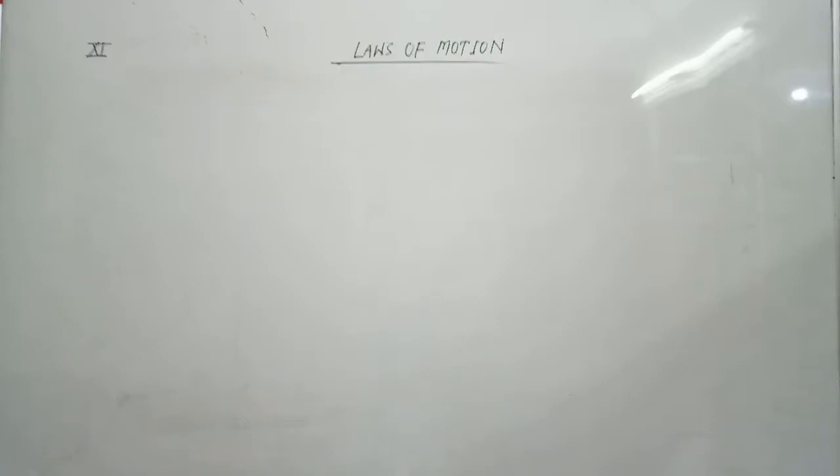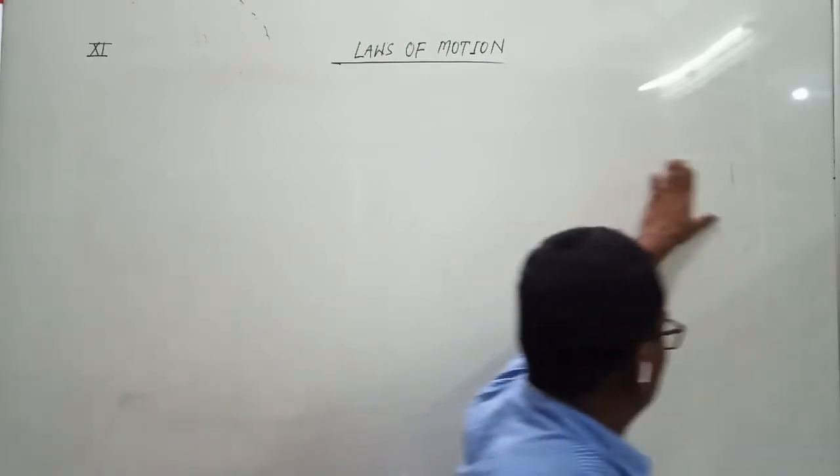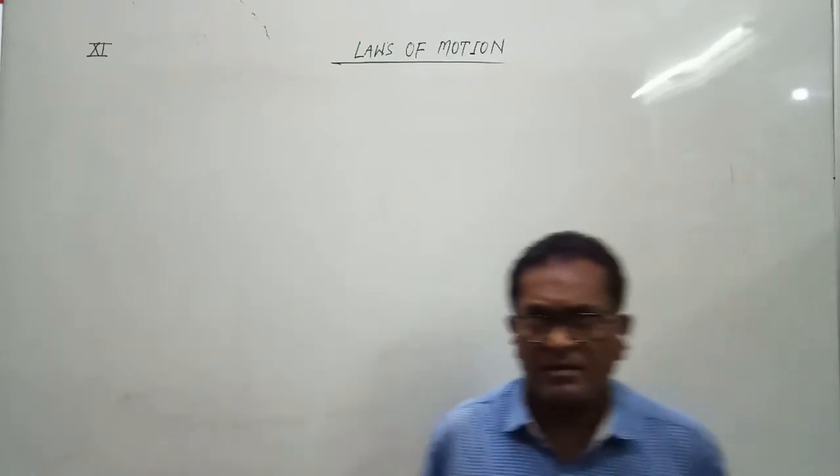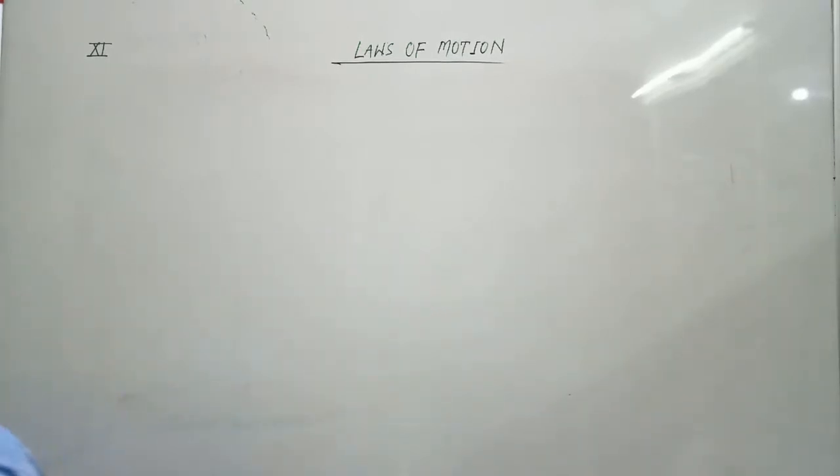We continue the chapter Laws of Motion, and we discuss a question which is asked in examination, that why pulling a lawn roller is easier.